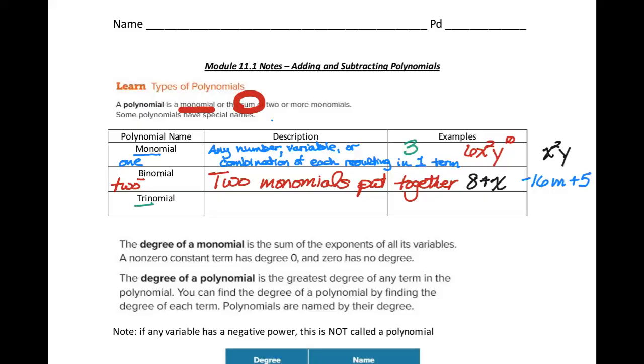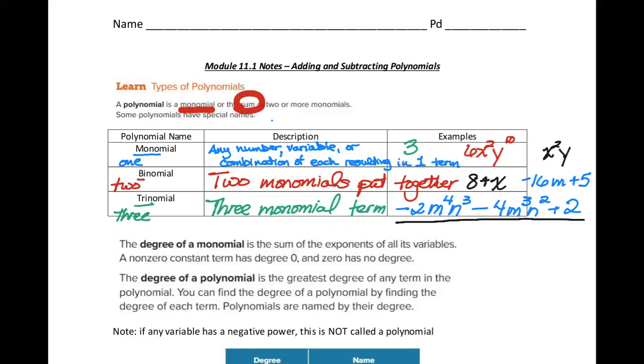And the last one is trinomial. Tri, the prefix means 3. So this is a 3 monomial term, or you could say 3 monomials put together. Example of this could be negative 2, let's say m to the 4th n to the 3rd, minus 4 m to the 3rd n squared, plus 2. This whole thing is a trinomial because it has 3 terms. Okay? Any question about that?